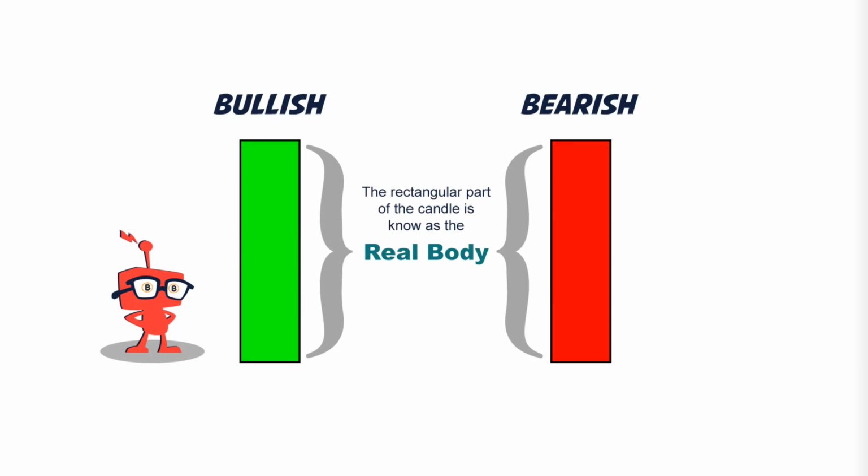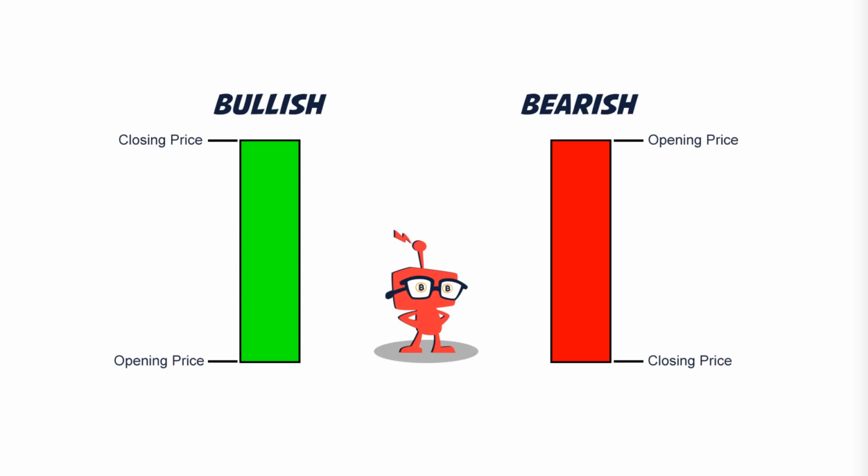Within the candles themselves, we can gather more information. The rectangular part of any candle is known as the real body. What the real body shows us is a specific price action relating to the opening and the closing price. For the bullish candle, the bottom of the candle body shows the opening price, and the top of the candle body shows the closing price. Notice that the direction is moving up.